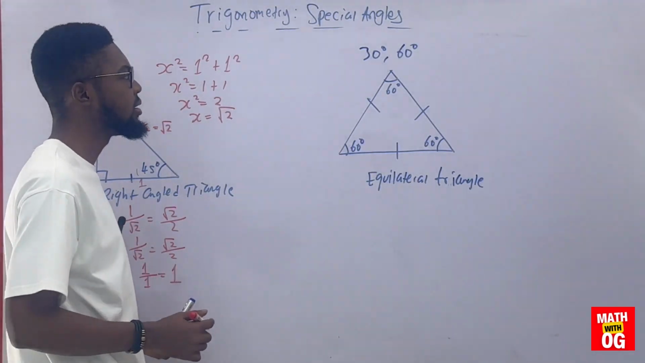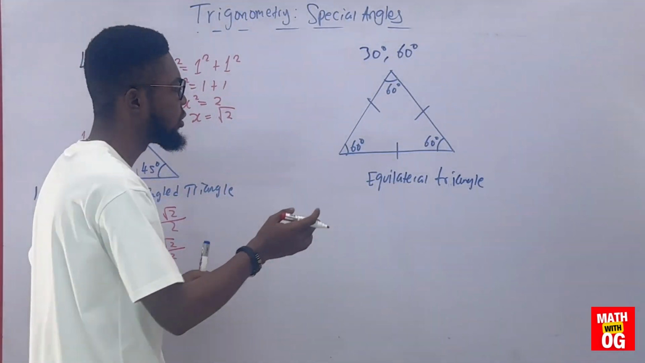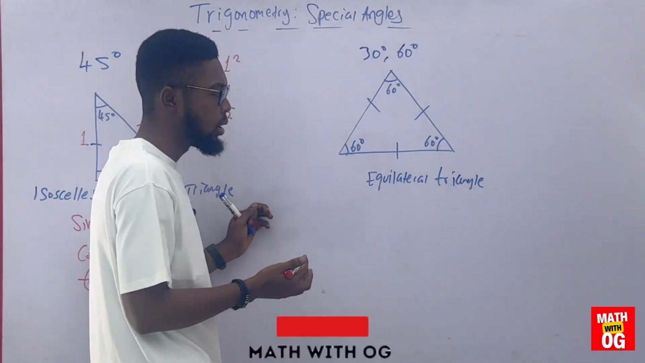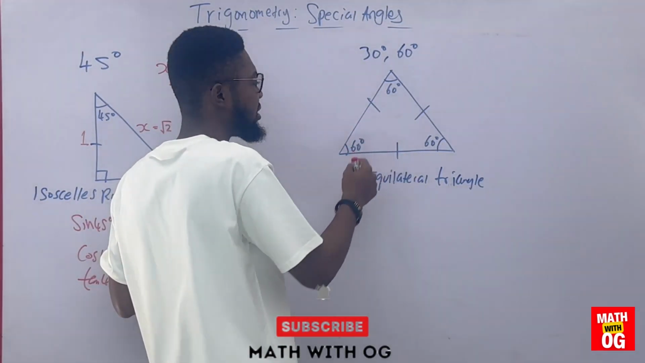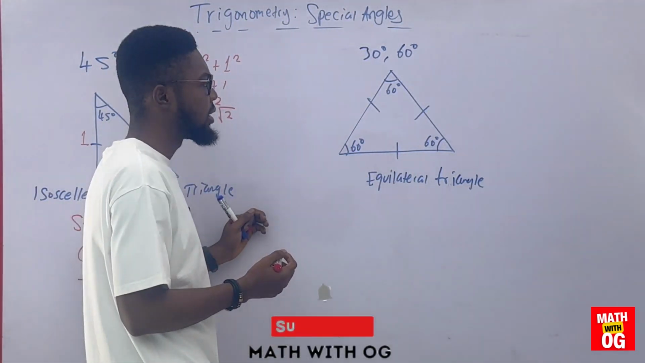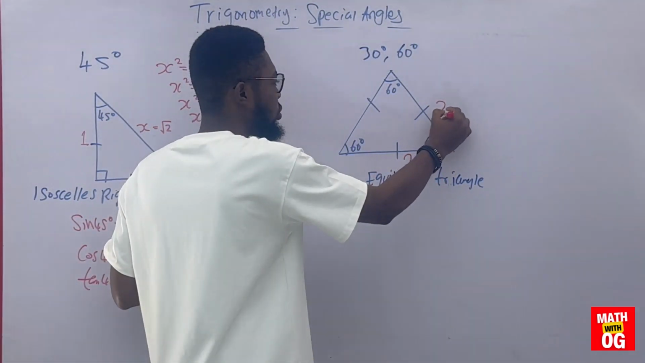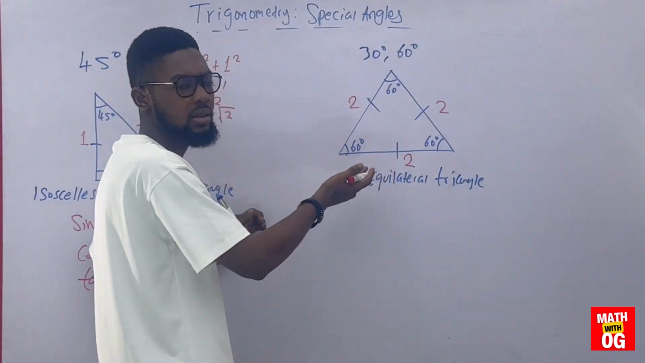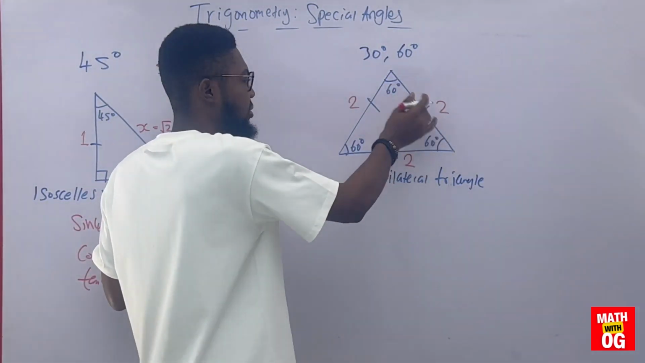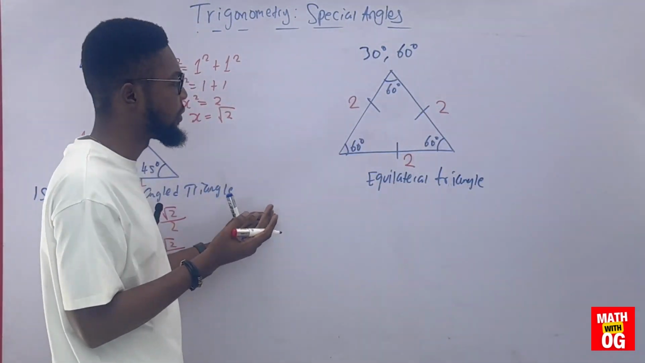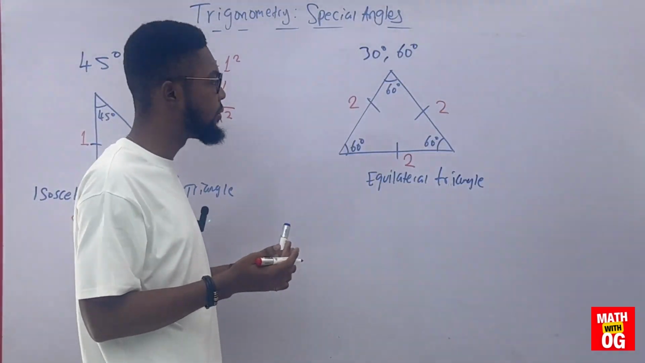Similarly, for 30 degrees and 60 degrees, we'll make use of an equilateral triangle. That is a triangle in which all the angles are the same and all the sides are the same. Now, for convenience, let's name here to be 2 units, 2 units, and 2 units. You can put anything. It can be 1, 1, 1. It can be 3, 3, and 3. You get exactly the same answer. But 2 will do it easily for us.